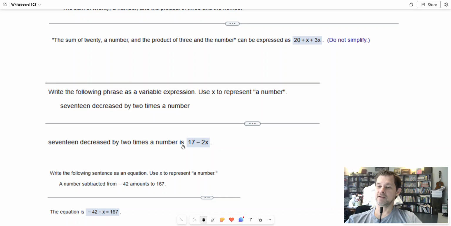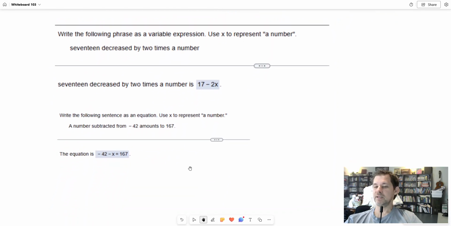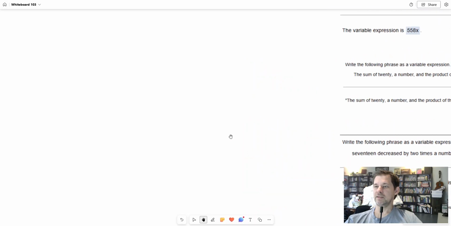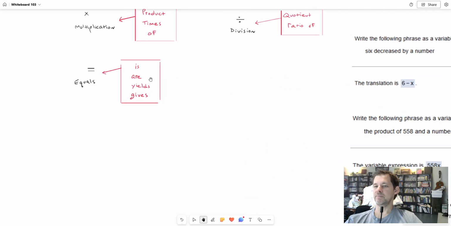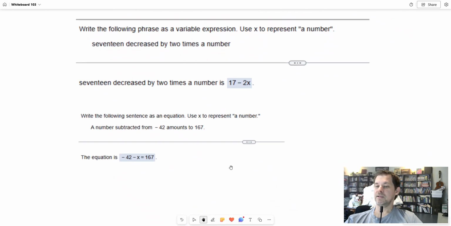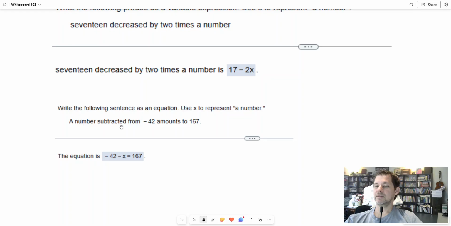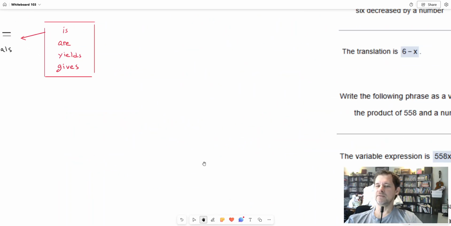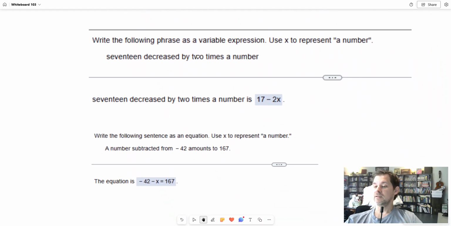Sometimes we'll get an equation. Did I have that one on my list? Yes, equals. That could be is, are, yields, gives, or something like that. And we might see something like this: a number subtracted from negative 42 amounts to 167. Was that one on my list? Let's see: is, are, yields, gives. Well, no, amounts to isn't. What I'm saying is, no matter how many words I list, you still might see some that you haven't encountered before.